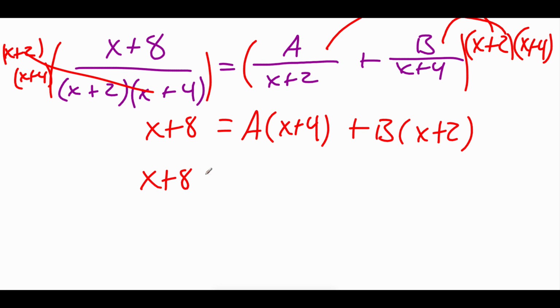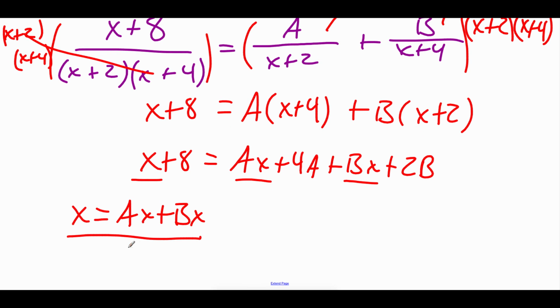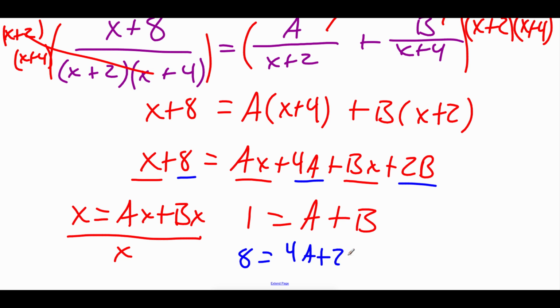Taking care of our distributive property on the right-hand side, we get ax plus 4a plus bx plus 2b. Now I'm looking at the things that have x's, so we got x, ax, and bx. We're going to set up an equation with that. So x equals ax plus bx. And we need some numbers in there, so I'm going to divide everything by x. So x divided by x is 1 equals, here those x's will cancel out, so we'll get a, and these x's will cancel out, so we'll get plus b. If we look at our constants, we've got 8, 4a, and 2b, so 8 equals 4a plus 2b.